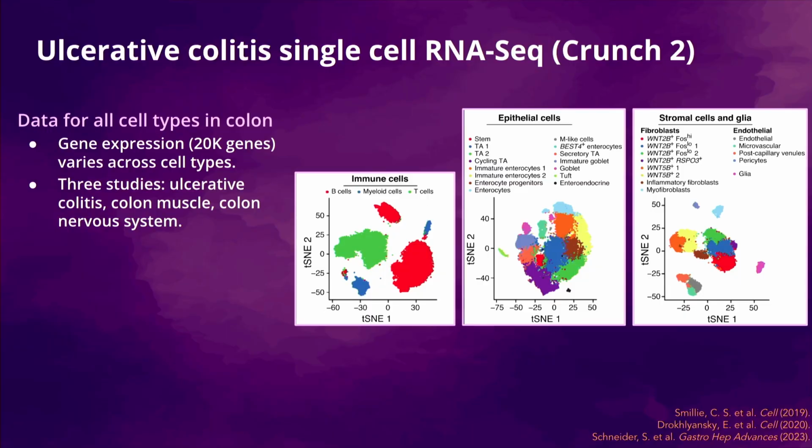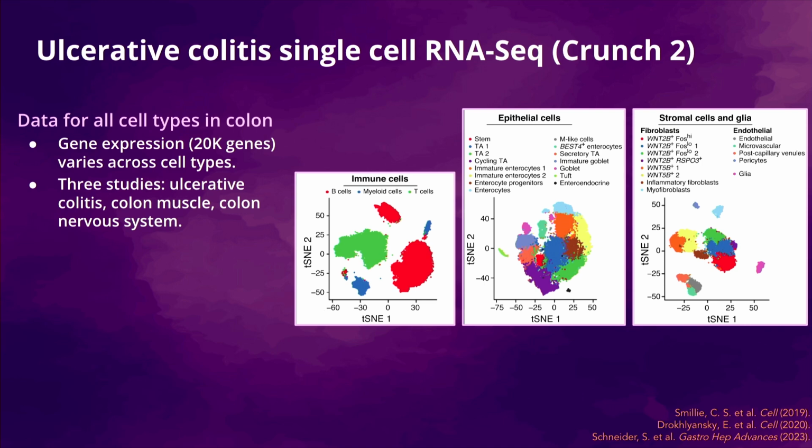So one data set we'll be giving you is one that we already introduced from Lecture 2. This is the one collected by Dr. Ron McXavier, where his group profiled ulcerative colitis tissue and did single-cell transcriptomics. And so there's information on immune cells and epithelial cells and stromal cells, which make up connective tissue in the colon. We will also provide you data sets collected from colon muscle and the colon nervous system.